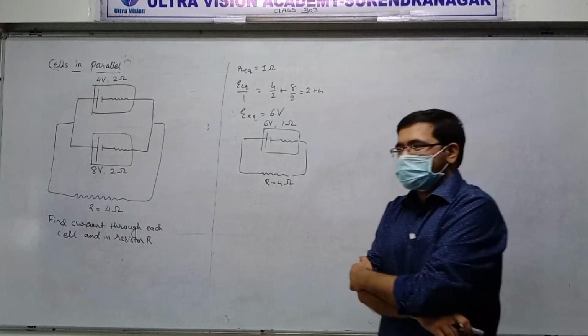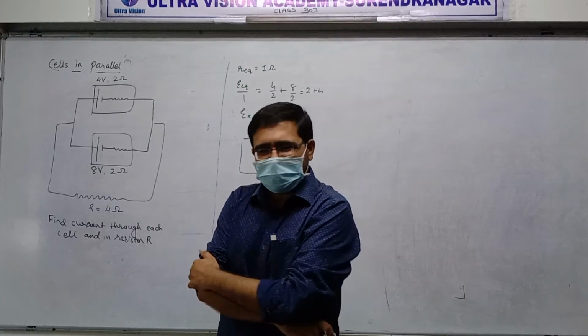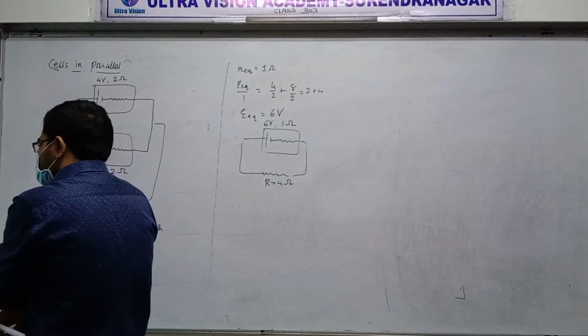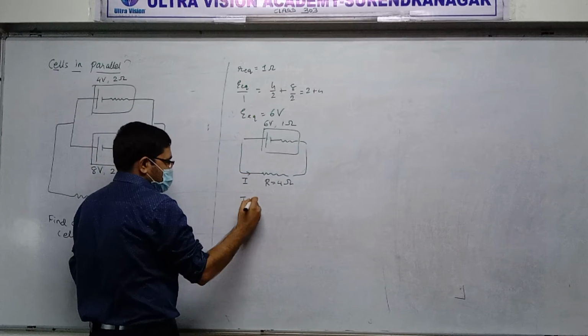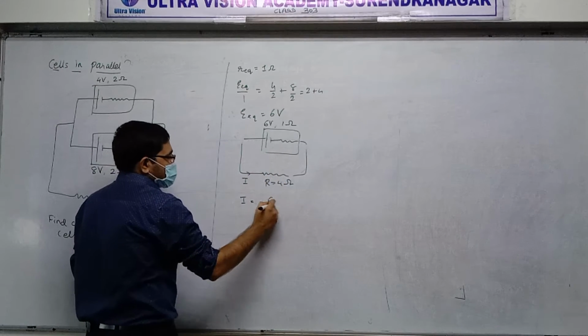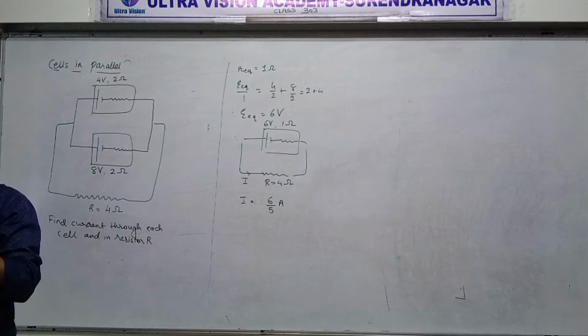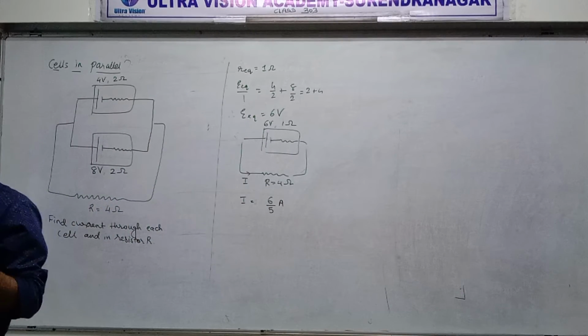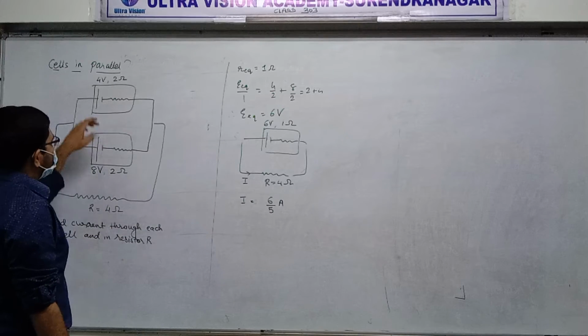Which current is this? Current in which cell? This is the current in the cell. So this is the current in the 4 ohm resistor. This I value is going to be 6 by 5. Okay? Fine, that is clear. Let's proceed. Now what to do? Find current in this and this.